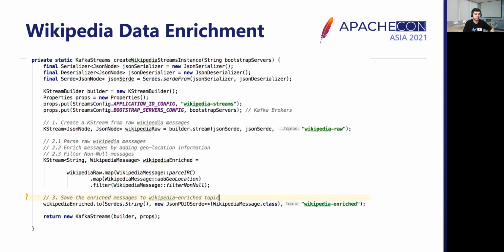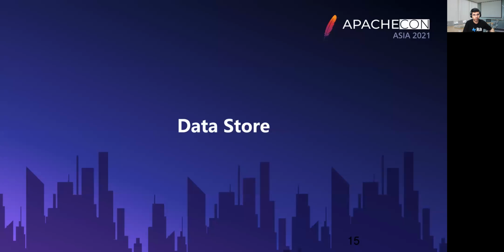Any null messages are then filtered out. And finally, the enriched messages are sent to a Wikipedia enriched topic.